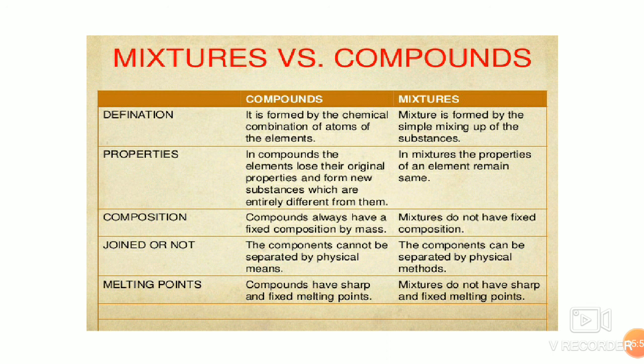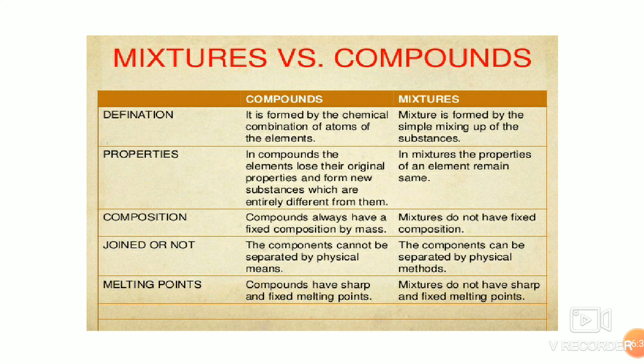Compounds are formed by chemical combination of atoms of the elements. Mixtures are simply mixed substances, right? Physically you can mix them, and you will get a mixture. The properties of a compound are entirely different from the constituent particles. In a mixture, because they are physically mixed, the properties of the constituents will be the properties of the mixture. Composition: compounds have a fixed composition by mass or volume, right? The ratio of volume should be fixed, the ratio of mass should be fixed. Mixtures do not have fixed composition, you can mix in any ratio.